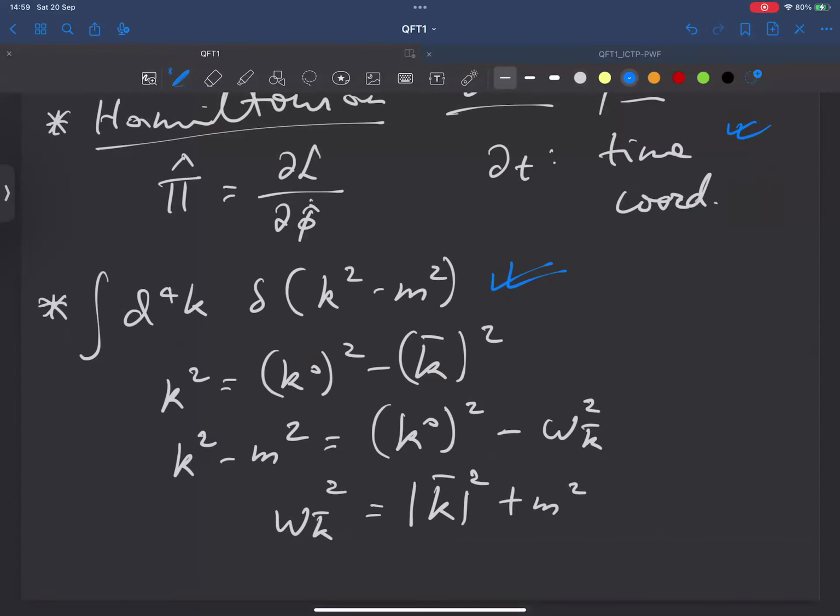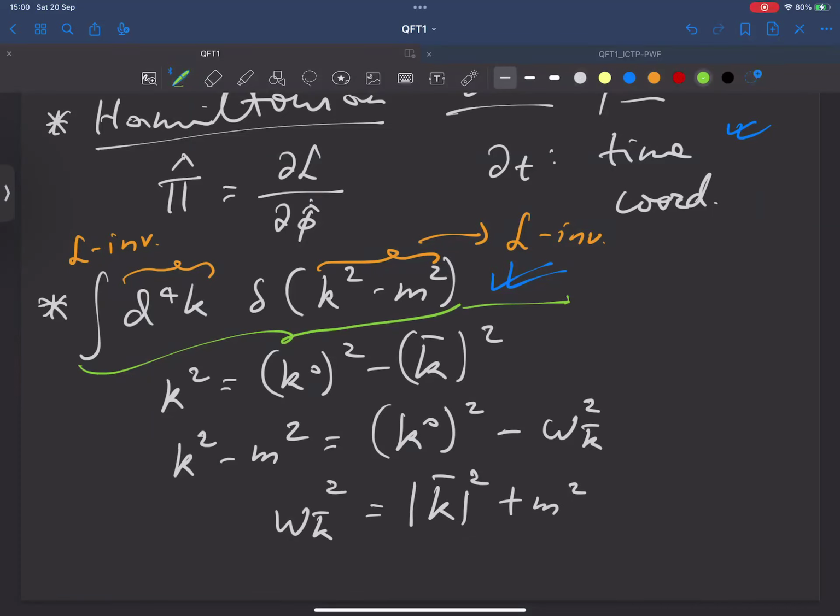And recall that in this integral, this is Lorentz invariant, because that's just the integration measure for 4 vectors. And this argument is again Lorentz invariant because that's a scalar. That's a scalar product. That's like the line element. So this means this whole integral is Lorentz invariant as it stands.